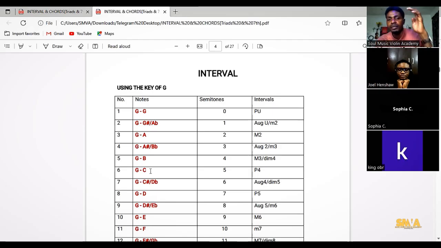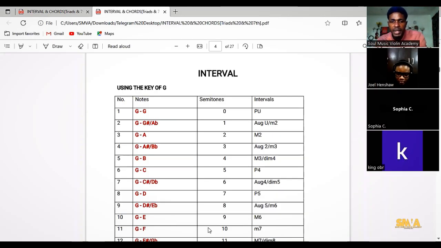So now, when you have from G to C, that's 5 semitones, a perfect fourth. For example, in the key of G major, that's Do to Fa, the perfect fourth. From G to C sharp is an augmented fourth or diminished fifth. From G to D is a perfect fifth. From G to D sharp or A flat is an augmented fifth or minor sixth.